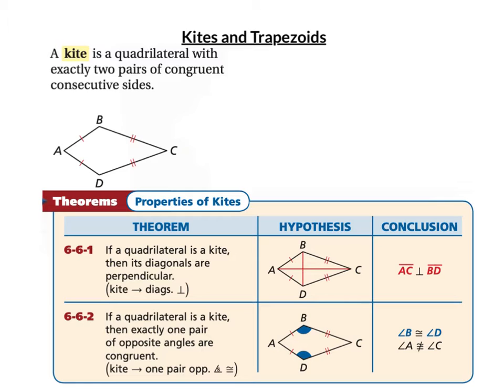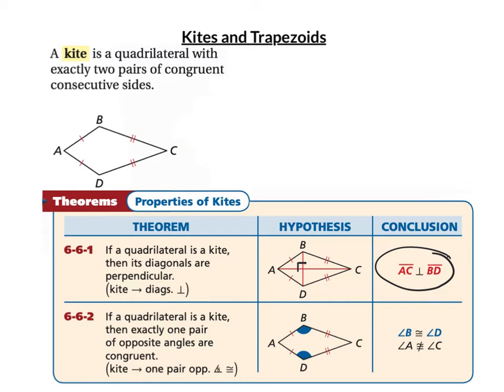Here are the properties of a kite. If a quadrilateral is a kite, then its diagonals are perpendicular. So just like a rhombus has perpendicular diagonals, a kite also has perpendicular diagonals. So BD in the picture is perpendicular to AC.